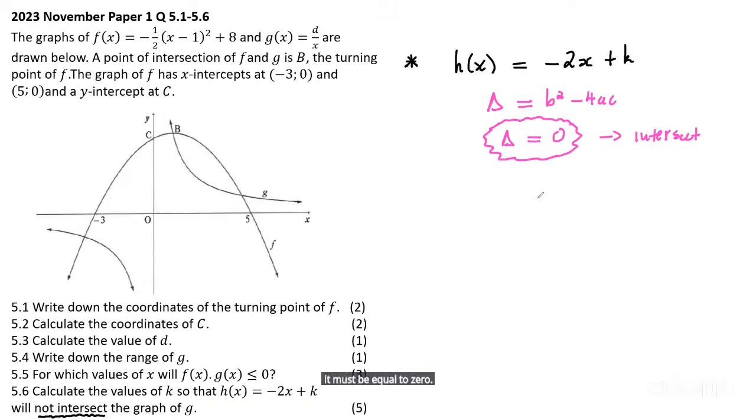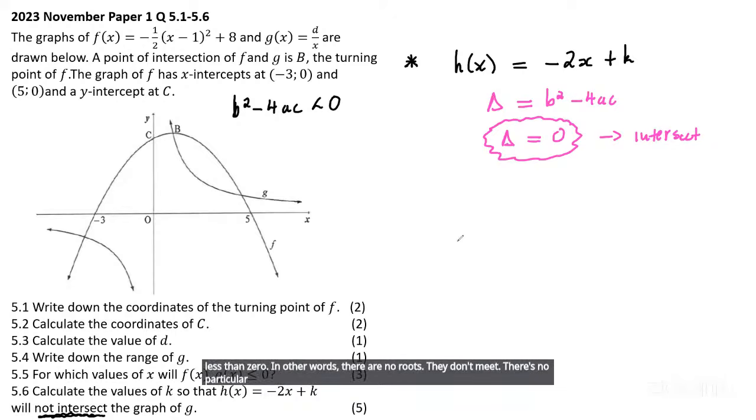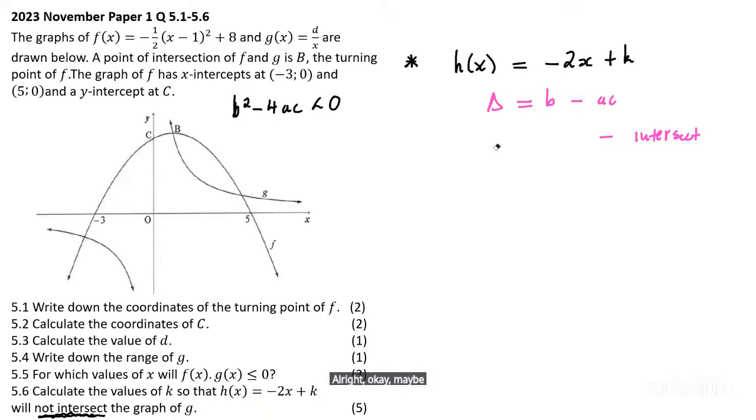All right? Okay, so what if they will not intersect? Then it means b squared minus 4ac is going to be less than 0. In other words, there are no roots. They don't meet. There's no point where you can have an x and a y that is available on both graphs. They do not meet. All right. Okay, maybe let me find the discriminant.